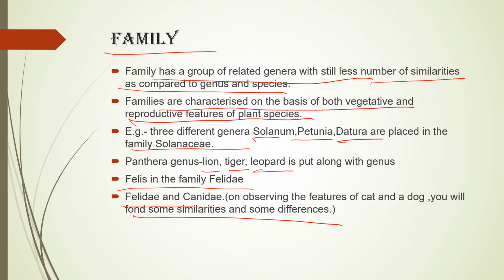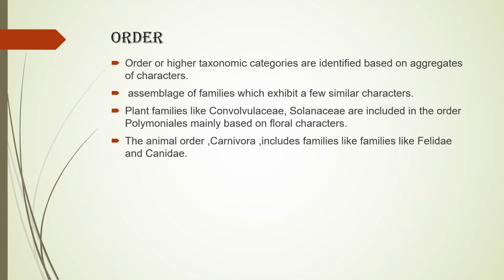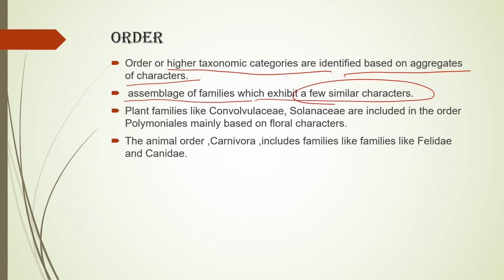Now we are moving on to the next higher category, that is order. It is a higher taxonomic category, identified on the basis of aggregates of characters. Generally order and higher taxonomic categories are identified on the basis of the aggregates of characters, and order is the assemblage of families which exhibit a few similar characters, very few similar characters.